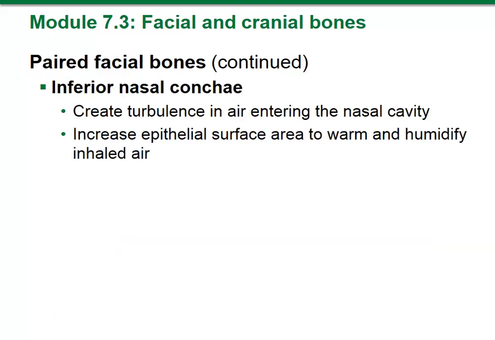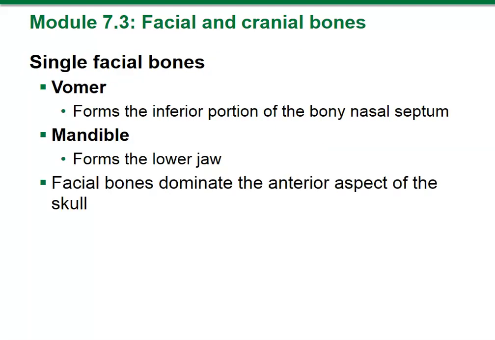The inferior nasal concha in the nose creates turbulence in the air, which is important for actually adding heat to it and also moisture. That helps with the gas exchange when the air actually gets down to the alveoli finally. And it helps with the epithelial surfacing warming and humidifying, as I mentioned. The single facial bone is the vomer. It's the inferior portion of the bony nasal septum. Then the mandible, of course, forms the lower jaw.